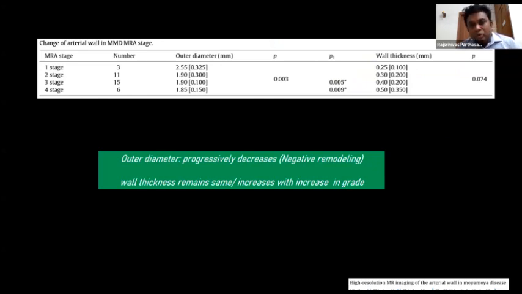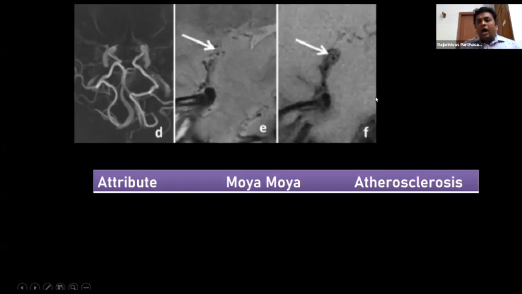whatever papers have looked at, it seems that it is an artery that negatively remodels, that is the total vessel area drops. The lumen area also drops, but the wall thickness is either maintained, or sometimes it slightly increases with progression of the disease. And this is the paper which shows that wall thickness is almost 0.25 at the onset, but keeps increasing up to 0.5. So how do you differentiate moya from atherosclerosis?